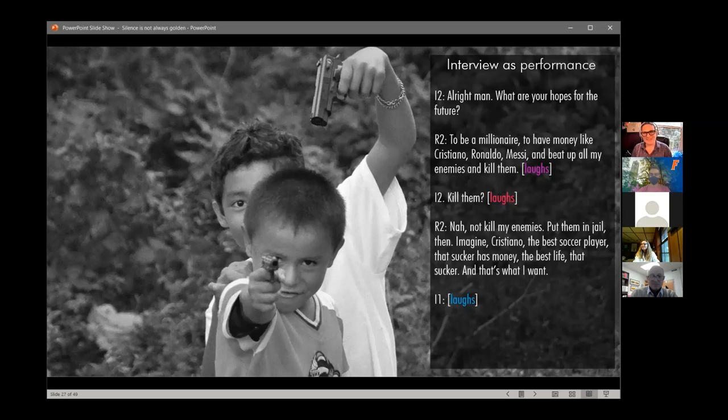Obviously, that's not usable data for me. They're joking around. They're messing around. And his friends are laughing. They're just really joshing with each other. And he's like, nah, not kill my enemies. I'll put him in jail. Like, imagine Cristiano, the best soccer player. That sucker has money, the best life. That's what I want, right?